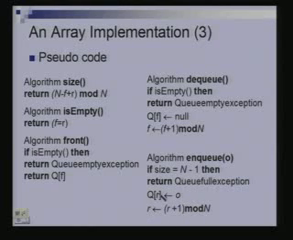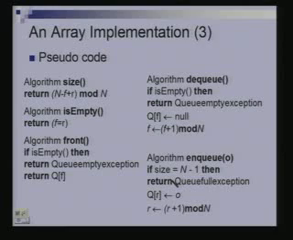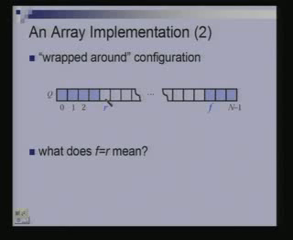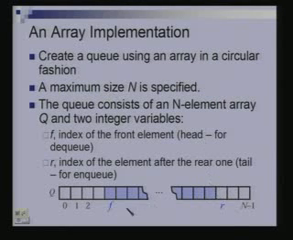Sir, is size a method or variable? Size is a method, so this should have been size with brackets. Yes, thank you. So size is a method. Now what does the method size do? It returns this value. Why this value? Why should I not have written just R minus F? When it is circular, R minus F is negative in this setting. But in this setting, R minus F tells me exactly the number of elements in the queue. So R minus F is the correct thing, except that it might be negative.